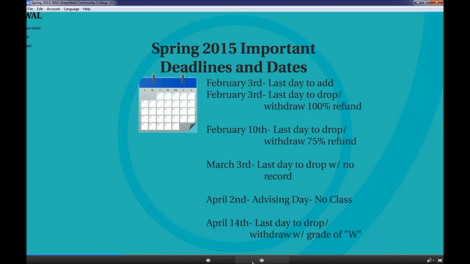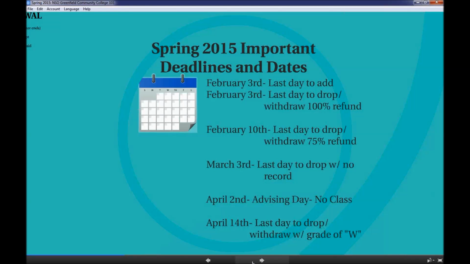So again, you just want to have that conversation with your advisor. You want to have a conversation with your financial aid advisor just to make sure that when you withdraw from the college, everybody's on the same page for what the potential impacts are for you. And then you make a well-informed decision. And then the Registrar's Office would be the place where that would be completed.